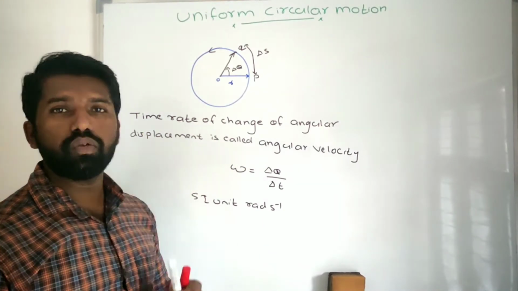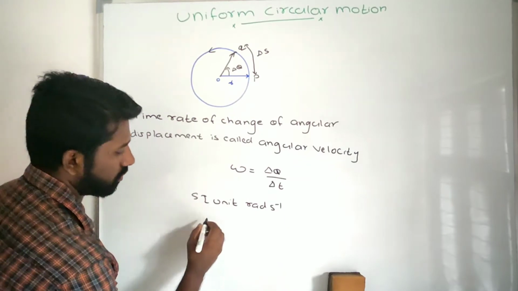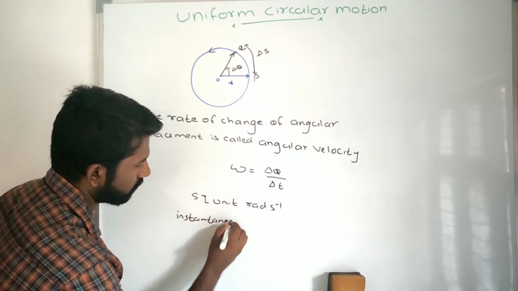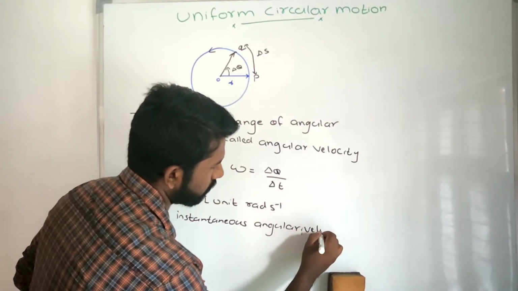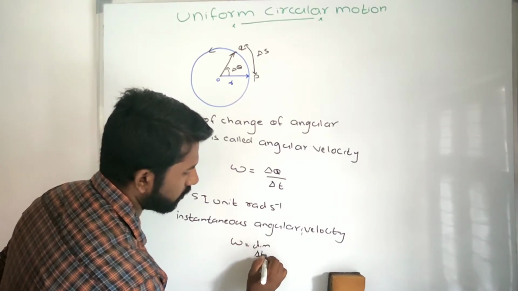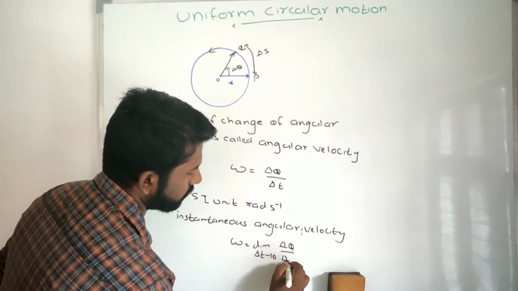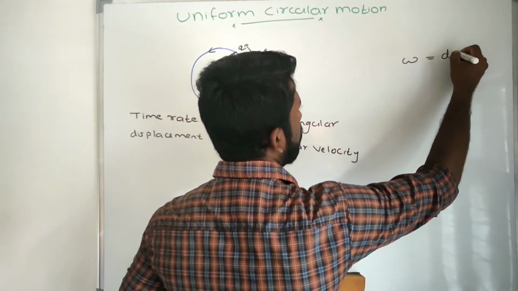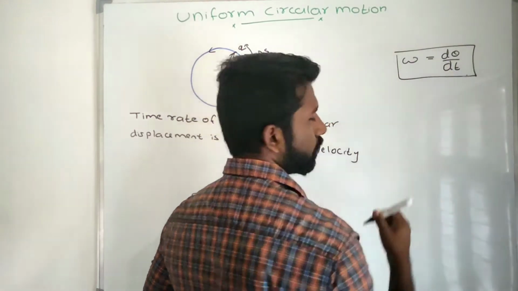If we measure the angular velocity at a particular instant, we consider the limiting case, the instantaneous angular velocity. Omega is equal to the limit as delta t tends to 0 of delta theta divided by delta t. We can write it as omega is equal to d theta divided by dt. This is the instantaneous angular velocity.